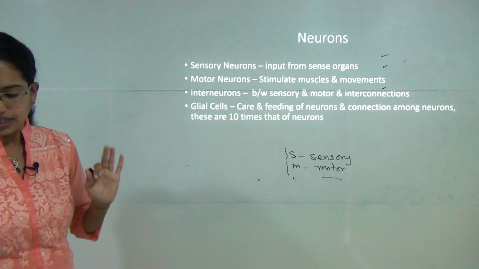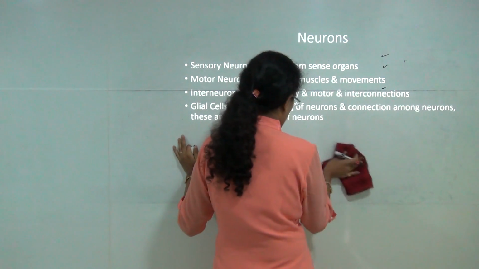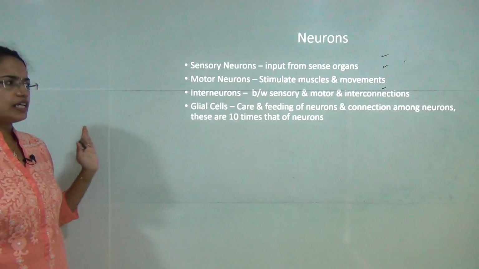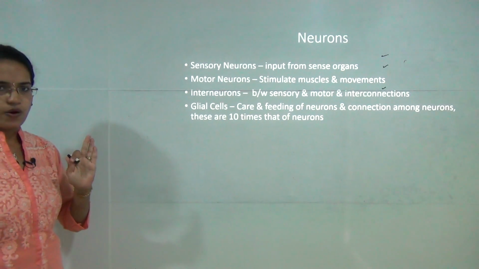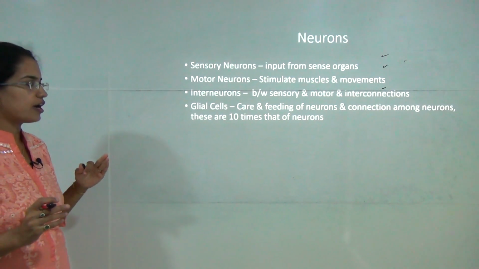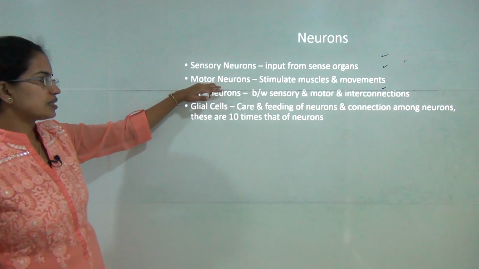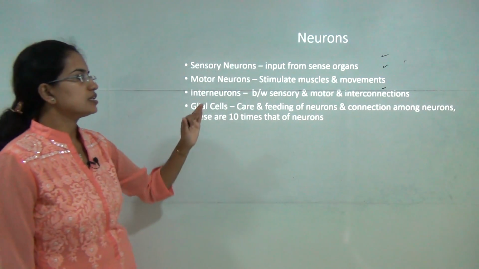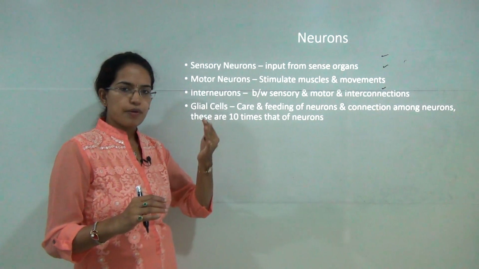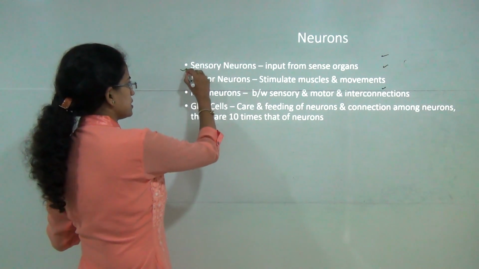Now, next is the important concept that we would be focusing on in today's class, that is neurons. As I said, nerves are made up of neurons. So, we need to understand the individual neuron and the structure of a neuron. Before we go on to that, let's talk about the types of neuron. As I said, sensory neurons and motor neurons. Sensory neurons receive input from the sense organs, that is input from eyes, nose, touch responses. So, all those are sensory responses.